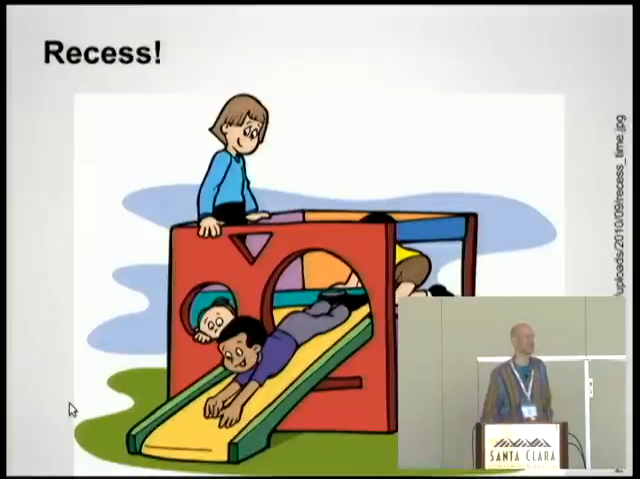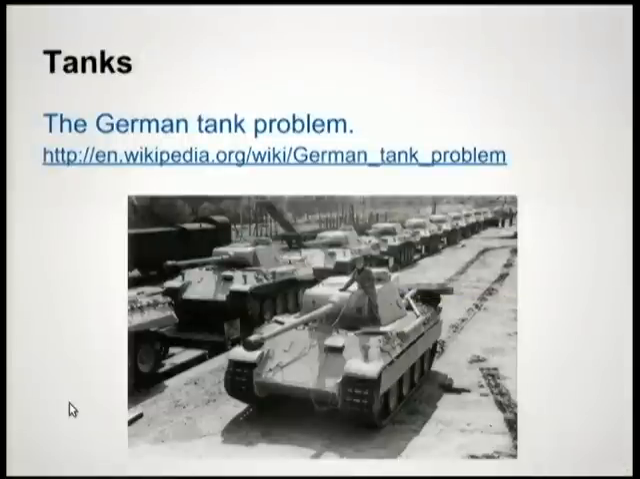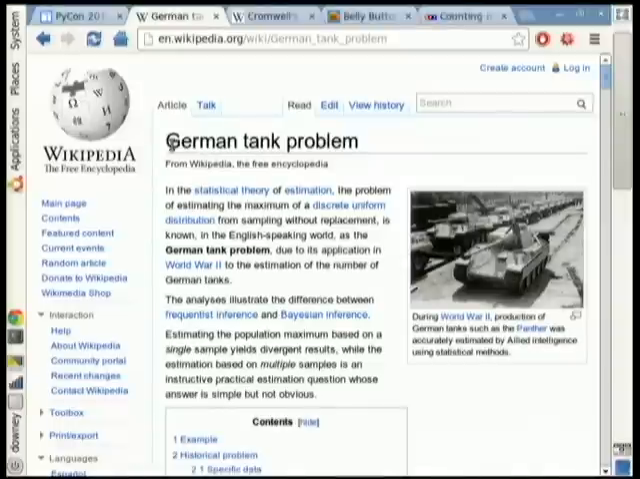All right, let's take a break for just a couple minutes. During the break, read about the German tank problem.